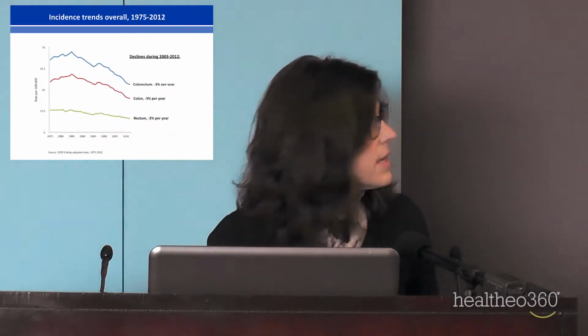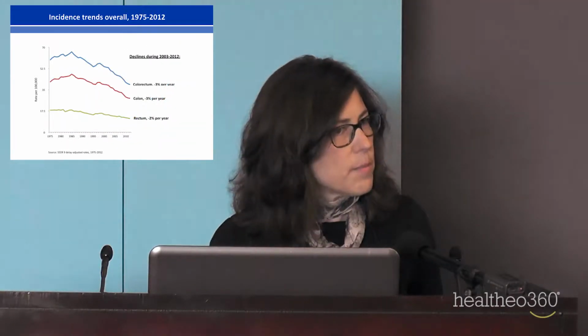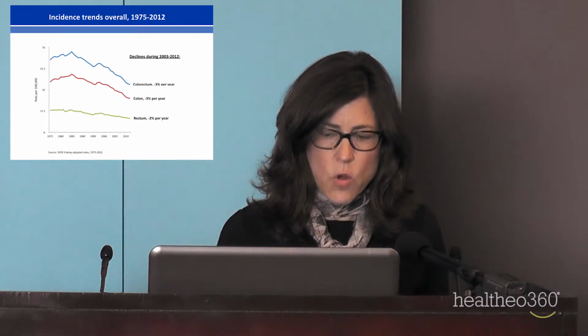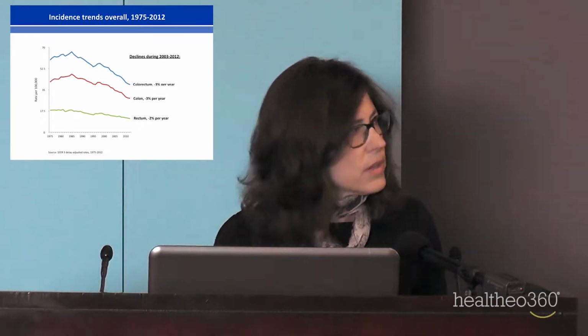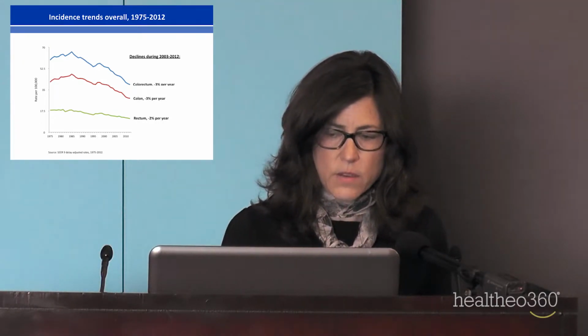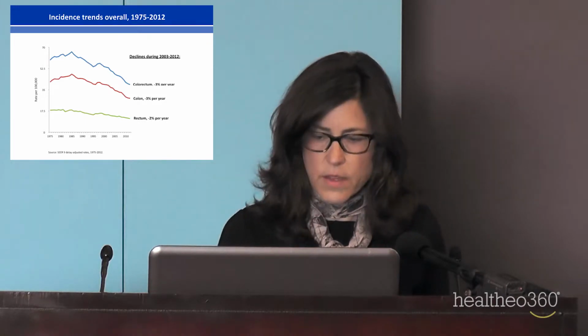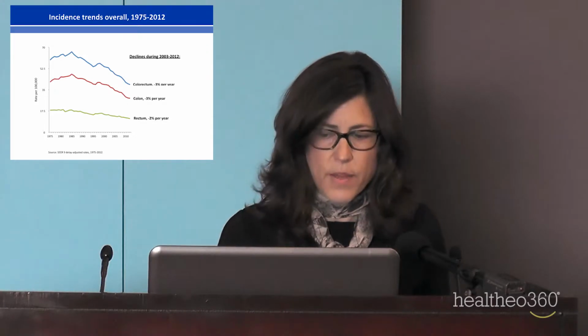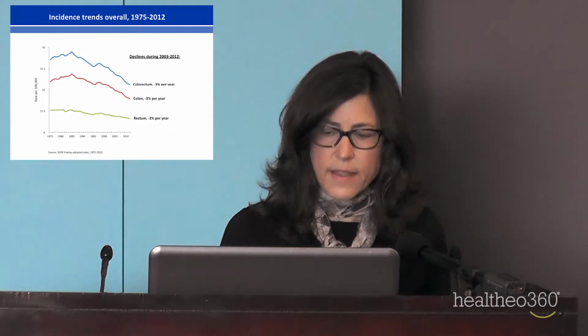This slide shows incidence trends for all ages combined overall for colorectal cancer in blue and for colon and rectal cancers separately in red and green. Incidence rates for colon cancer were increasing until the mid-80s, but since have been declining fairly rapidly by about 3% per year over the last decade.